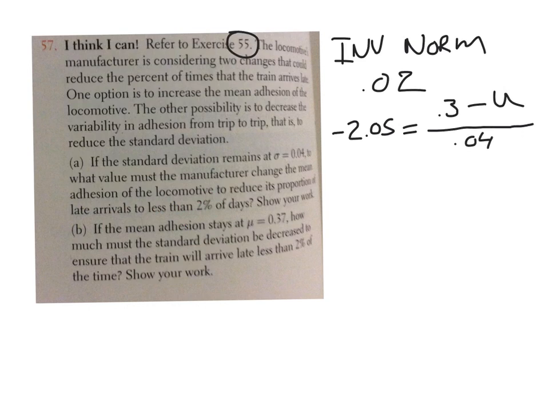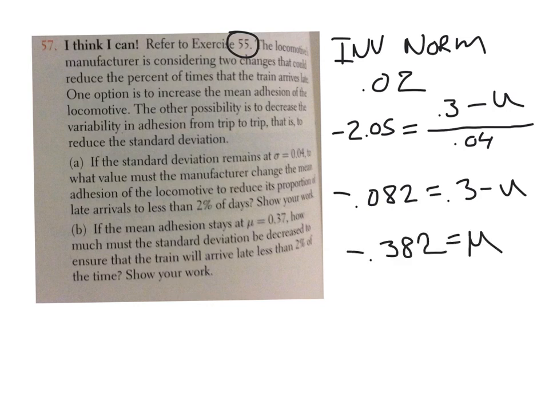So, using algebra, we are going to solve for mu. Do you remember how to do that? I would start by multiplying both sides by 0.04 to get rid of this fraction. And that's what we get when we do that. Now, we would just subtract 0.3 from both sides, like this. Let's see what we get there. And there you have it. That's what you would have to have the average adhesion rate to be in order for that to happen.